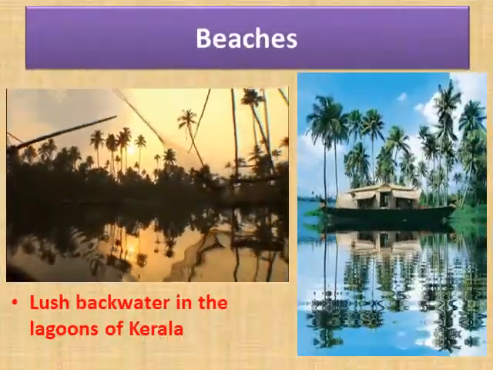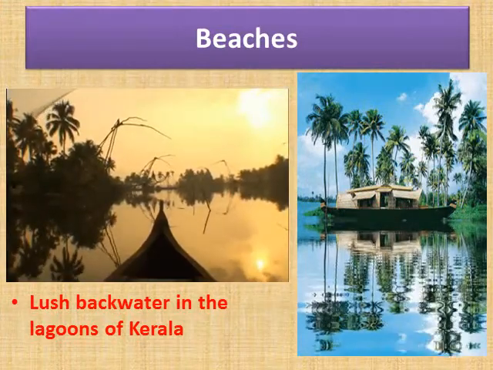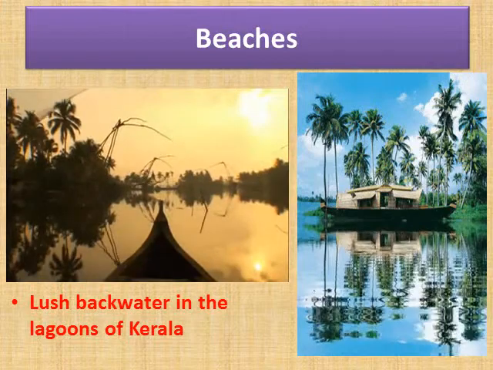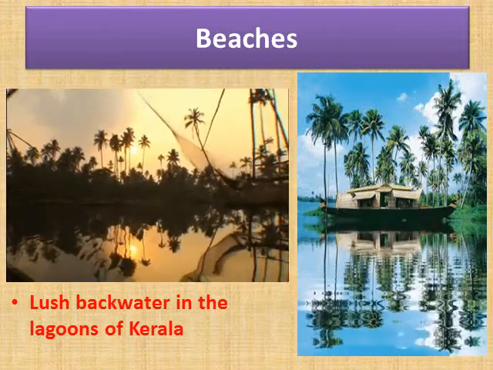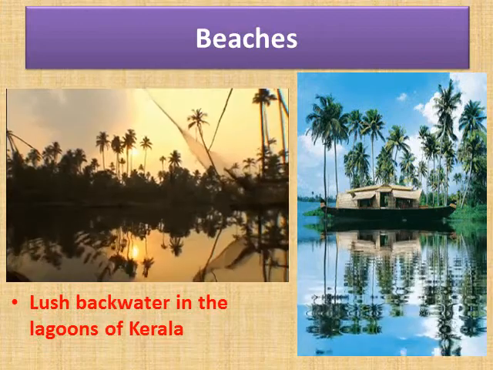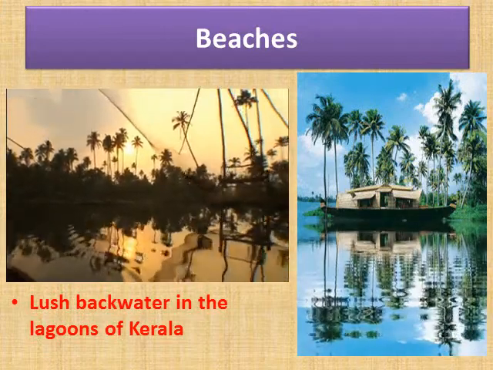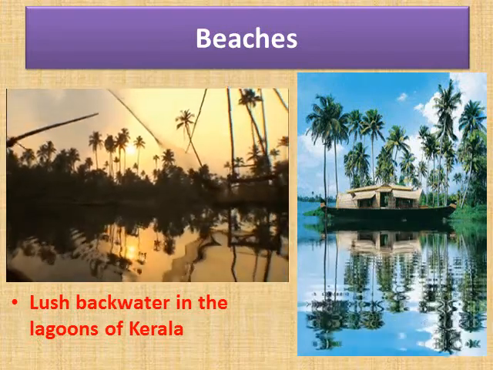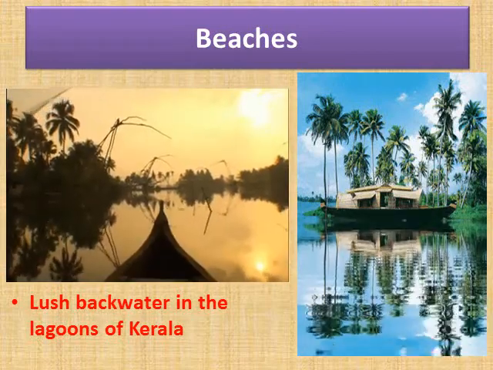The lush backwaters in the lagoons of Kerala. Now you'll be wondering, what is a backwater? The place is called backwaters because the lake water is actually fresh river water that comes down from the river and is then used for the paddy fields whenever the need be, and later the lake water as it goes ahead merges with the ocean.